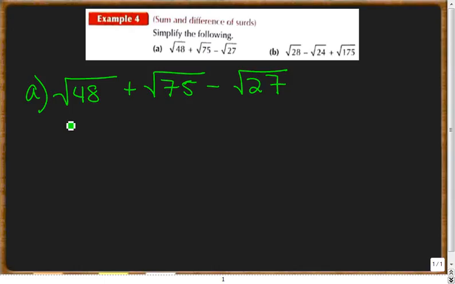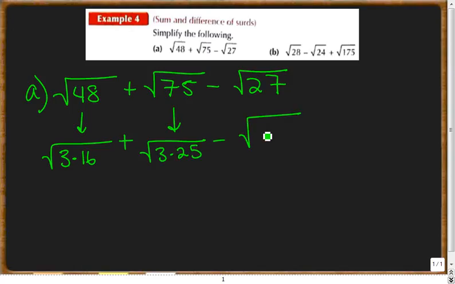common parts. The square root of 48 we can think of as the square root of 3 times 16. And this is the same as the square root of 3 times 25. And this is the same thing as the square root of 3 times 9. Well, notice they all have the square root of 3 in common.